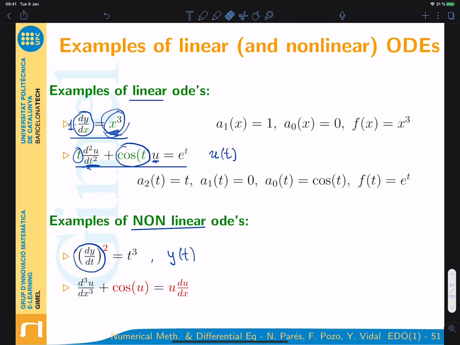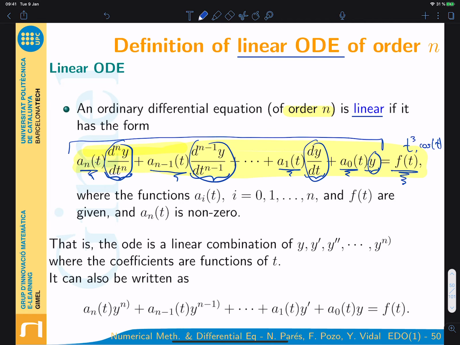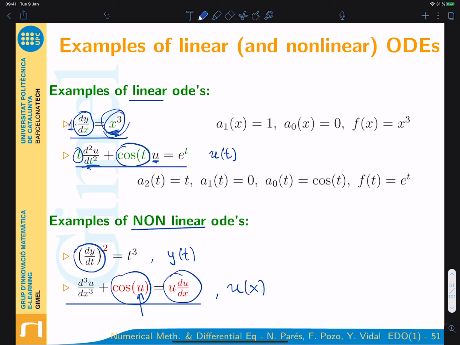Another example of a nonlinear ODE would be this one we have here. That's because in this case, the unknown function is u, as a function of x. And you see here that the unknown u appears inside the cosine function. So of course this is not linear. This can never be rewritten as it appears here, okay? Also, this term here multiplies u by the first derivative of u. Again, this is a non-linear term.